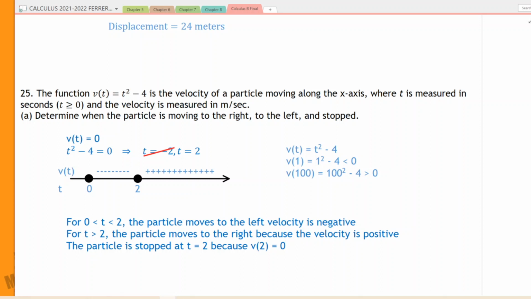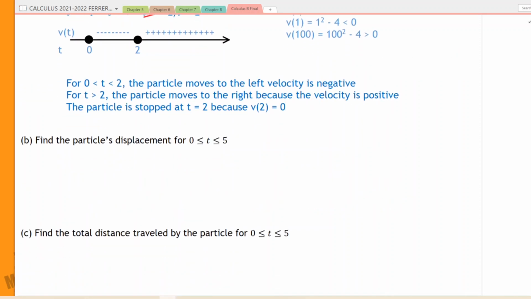So remember that between these critical numbers, these places where the velocity, or x prime, is equal to 0, the velocity has to be the same. So everything between 0 and 2 has to have the same velocity. Everything from 2 to infinity has to have the same velocity. Let's take a look at letter B. Find the particle's displacement for 0 less than t less than 5.